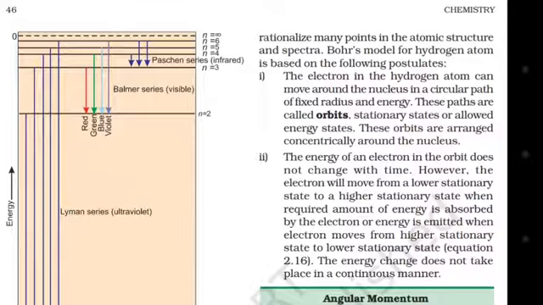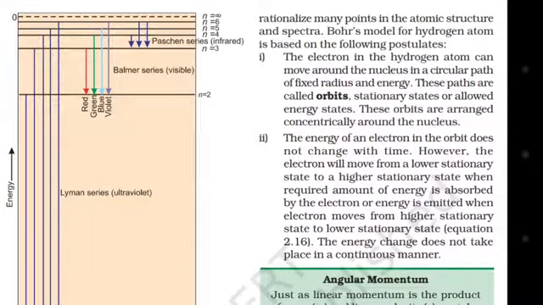Now this is a good sequence. Bohr's model for hydrogen atom is based on the following postulates. First, the electron in the hydrogen atom can move around the nucleus in a circular path of fixed radius and energy. These paths are called orbits, stationary states or allowed energy states. These orbits are arranged concentrically around the nucleus.